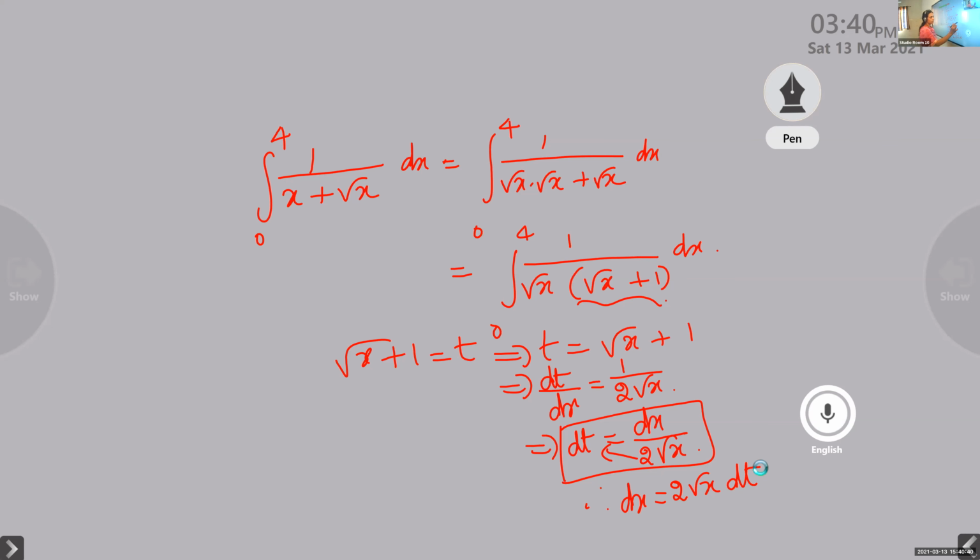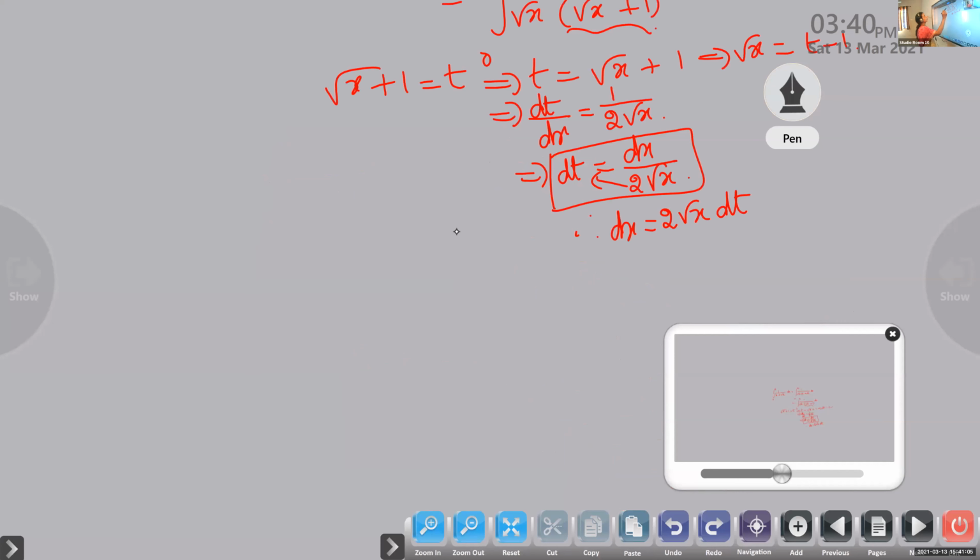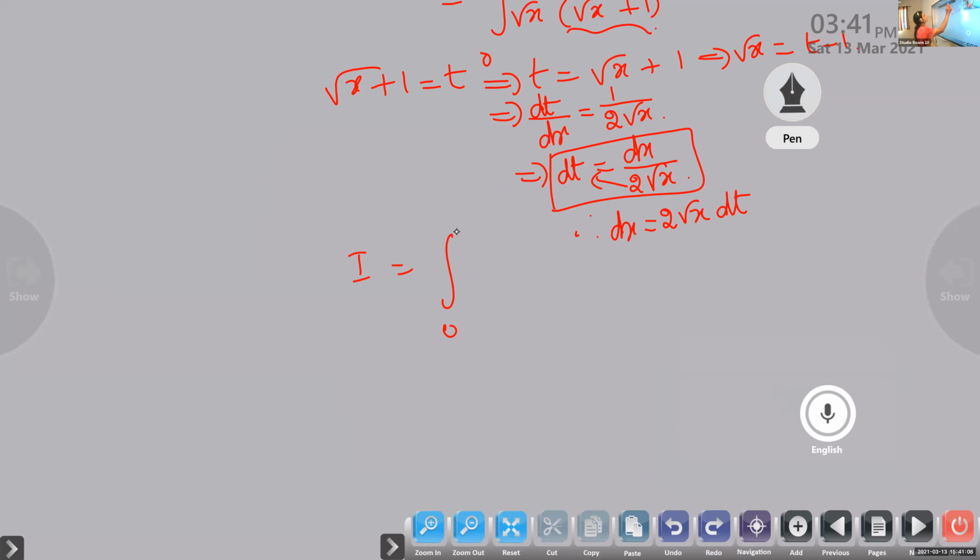But what is root x? From here, tell me what is root x? It is t minus 1. Root x is t minus 1. So when you substitute this, it will become integral 0 to 4, and what is dx? 2 into root x dt.